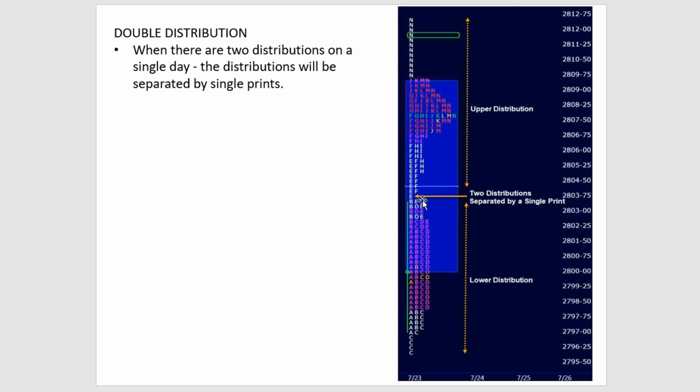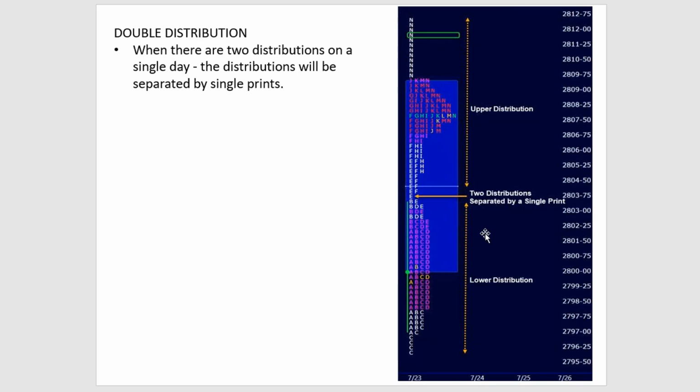Normally there's more than one. This example has one, but generally we have one distribution, two distributions. We treat each of these distributions as separate days or auctions. However, for looking at overall value for the day, we look at the value calculated including both distributions.